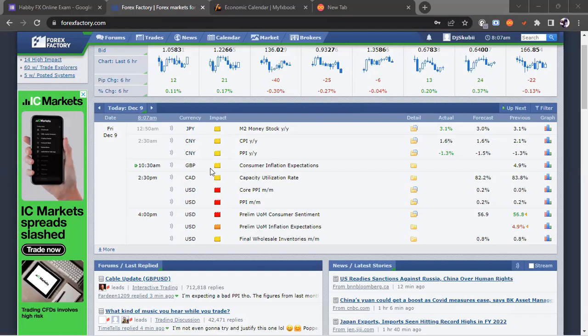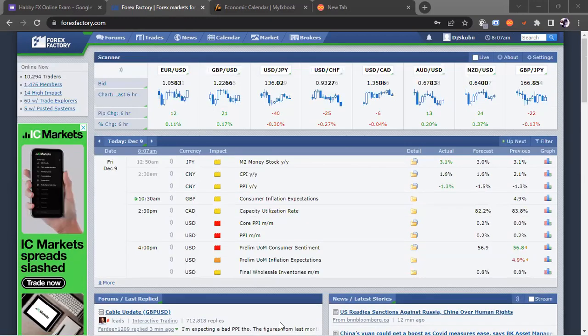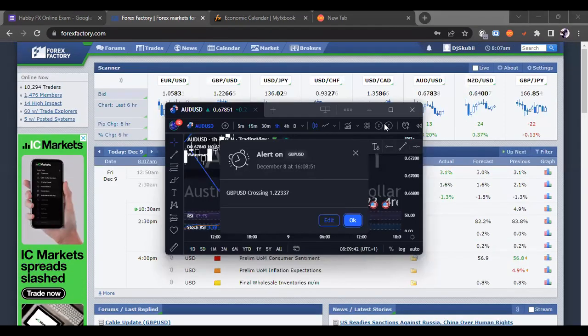Okay, let's begin, guys. So, fundamental wise, we actually have high impact news by 2:30, and then by 4 p.m. we'll have PPI by 2:30. So we should expect some moves by then. Then let's jump on our chart and see what we can actually grab for today.